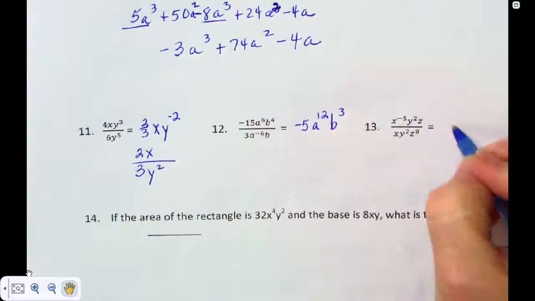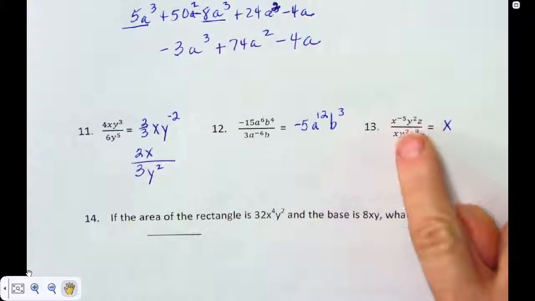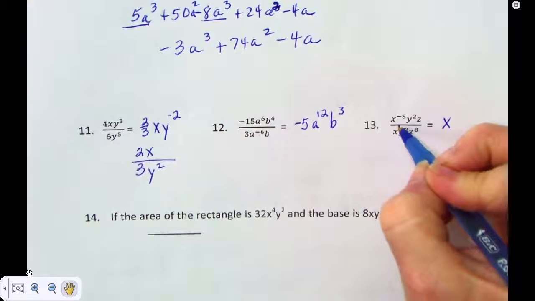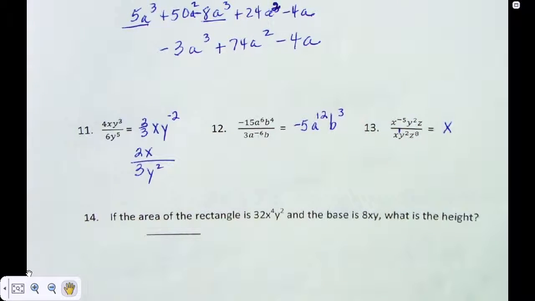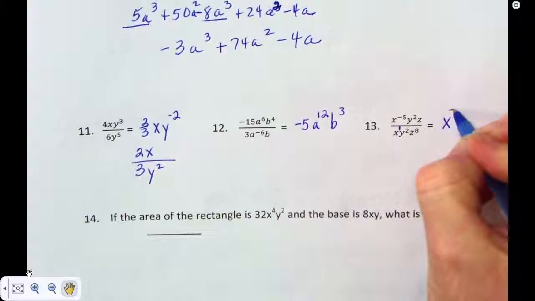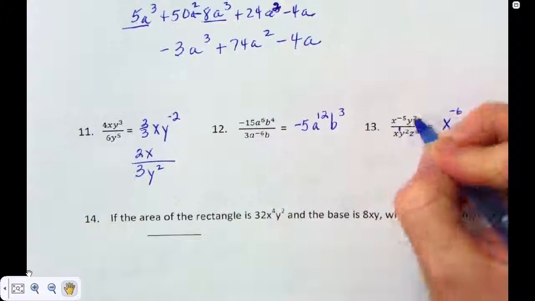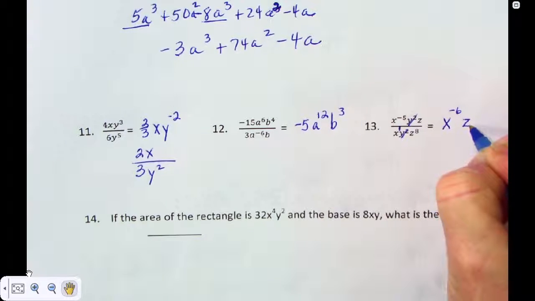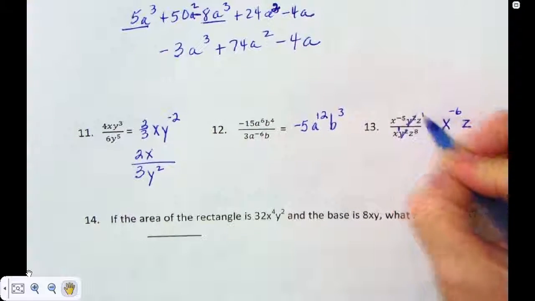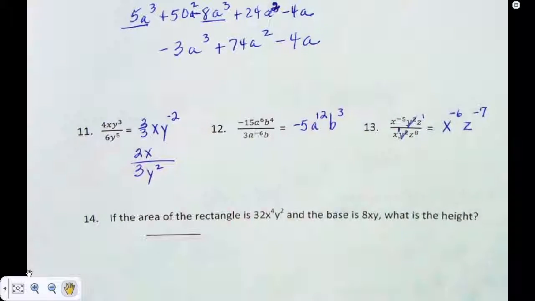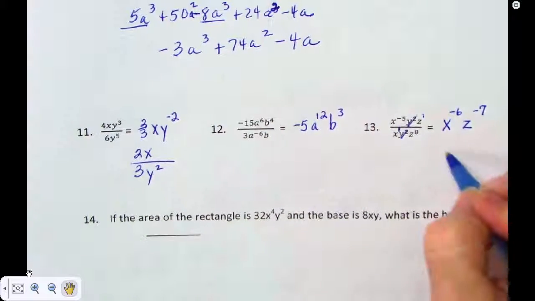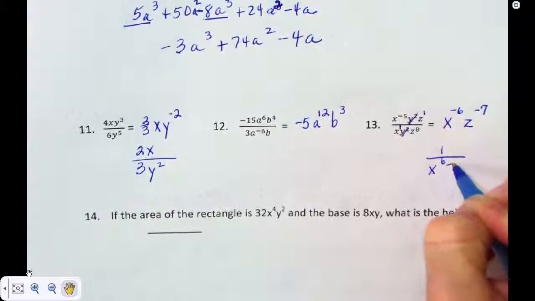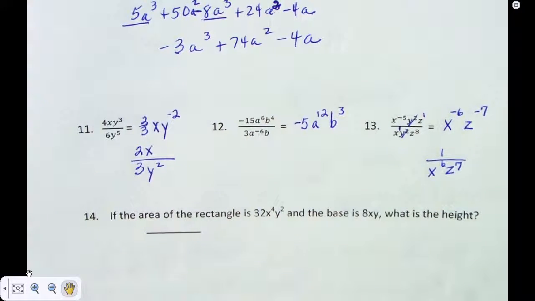Okay? This is what some of y'all messed up, and put negative 5 minus 1, you said was negative 4. It's what? Negative 6. That does cancel out, and it's what? Negative 7. So it's going to be 1 over x to the 6th, z to the 7th. Okay, what?